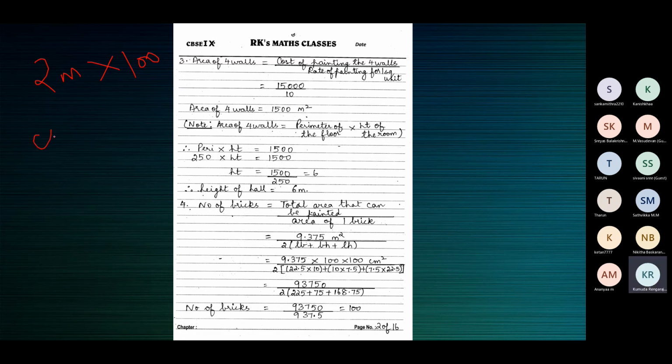To convert centimeter to meter? Divide by 100. Multiply by 1 by 100. Oh yeah, multiply by 1 by 100.